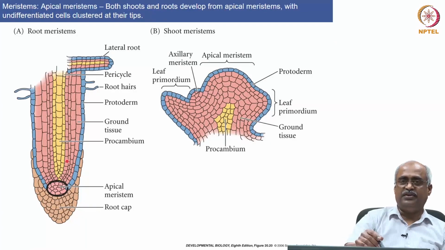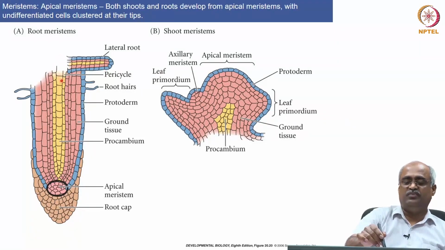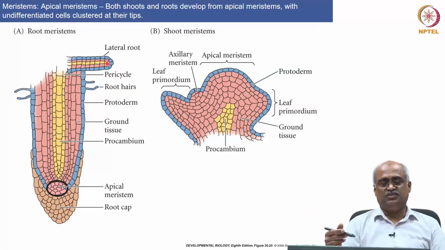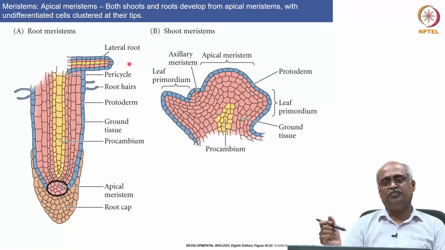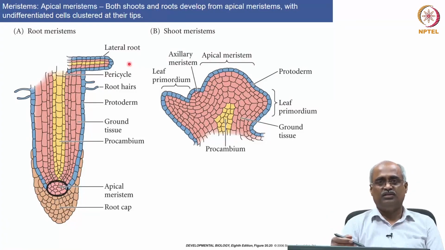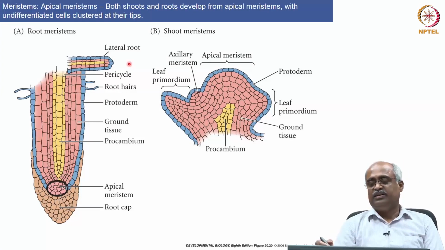So in addition, the growing root produces lateral roots, and therefore the lateral meristems are set up also. They originate from the innermost part, that is what we call the pericycle. So these cells give rise to the lateral root meristems, and that's how the root branches form. Okay, so now let us look at the shoot apical meristem.